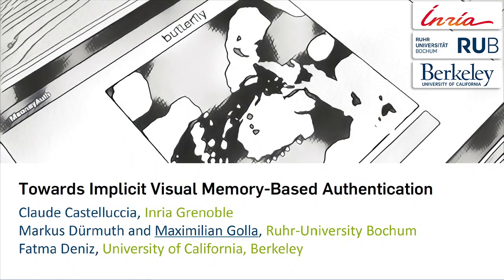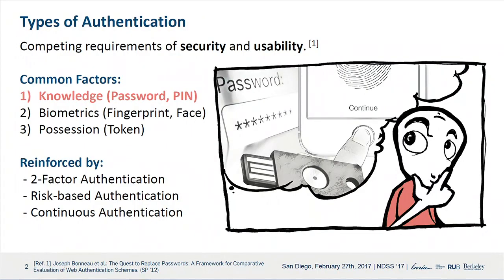To make clear what the problems are, I want to introduce the 3 common factors for authentication. So usually there are knowledge, biometrics, and possession. With knowledge, I mean something you have to remember. A popular example are passwords and PINs. For biometrics, it's fingerprints, face, or ECG, as you have just seen. And possession is something you need to carry around, for example, a hardware token.